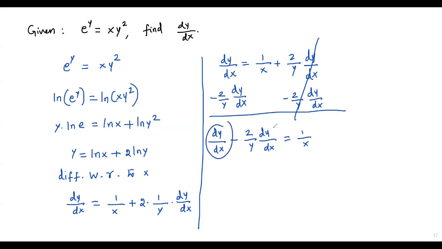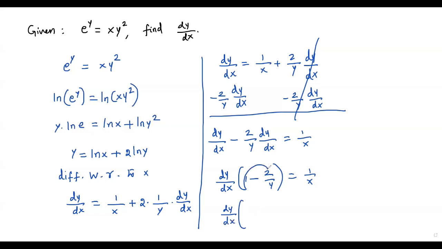Now I can factor dy over dx from the terms on the left side. If I factor dy over dx, then I have 1 minus 2 over y inside the parenthesis. Even if I distribute this dy over dx to this one and this one, I must be getting the original expression over here. When I distribute it to 1, I'm getting dy over dx. When I distribute it to this, I'm getting this term. So let's simplify this 1 minus 2 over y.